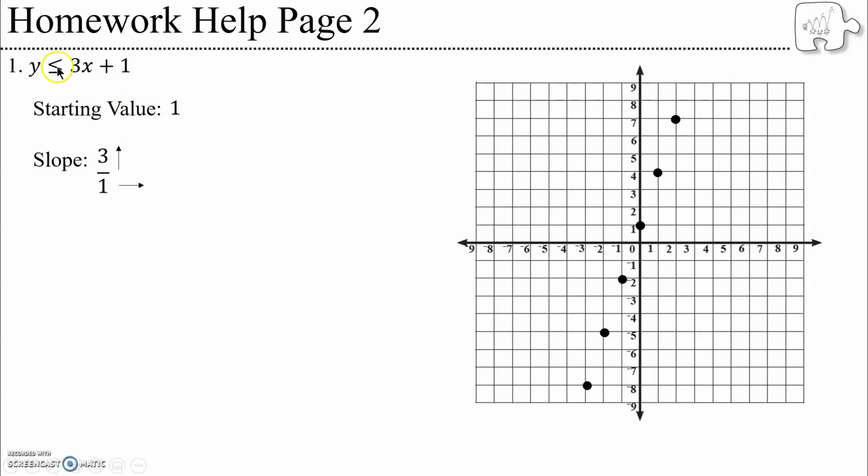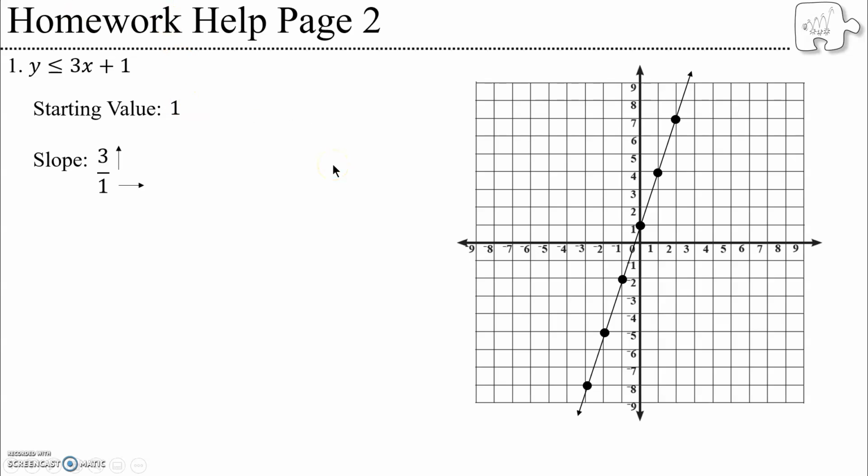We're going to make this line solid because there's the line going underneath; it's less than or equal to. But if it was strictly less than, if there was no line, then we would make the line dotted. But we're going to make a solid line here.